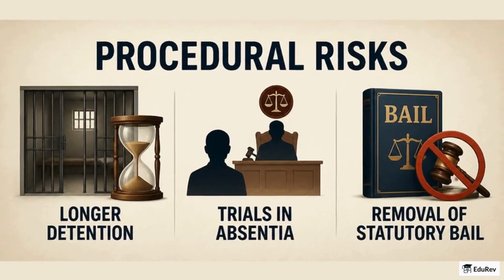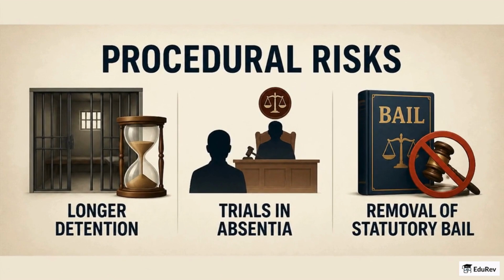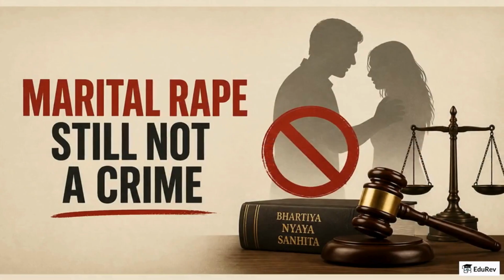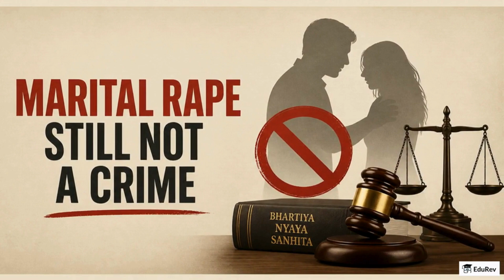Procedural risks include the expanded detention period, trials in absentia, and removal of statutory bail, all of which can weaken procedural safeguards. There are also process concerns. The bills passed amid parliamentary disruptions, raising questions on legislative scrutiny. And important substantive omissions remain, such as the continued exclusion of marital rape as a crime.